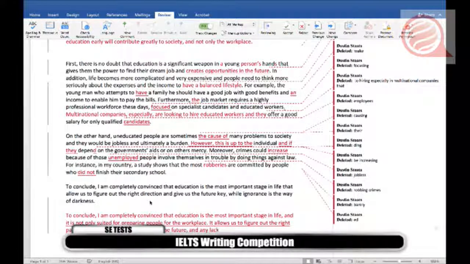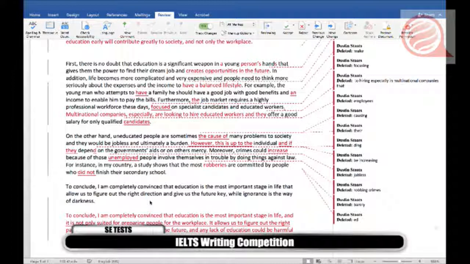And any lack of education could be harmful to the individual and to society. Okay, so the biggest key to a conclusion is you are able to summarize the entire essay in just 1 or 2 sentences. So if you look at the conclusion, we see that she introduced her idea. She is convinced that education is the most important stage in life. And it's not only suited for preparing for the workplace.